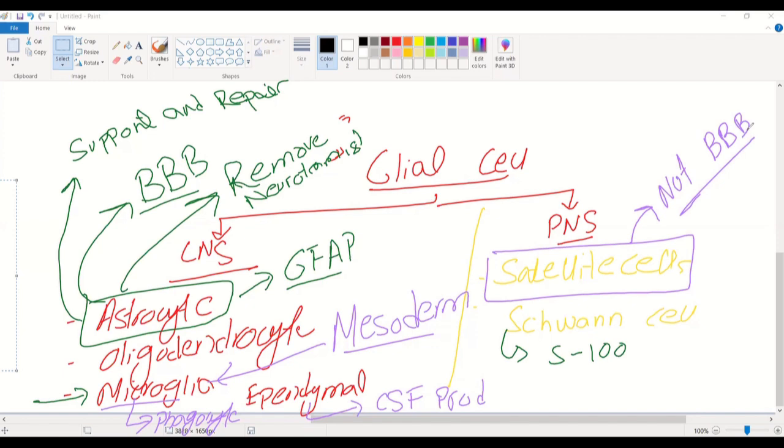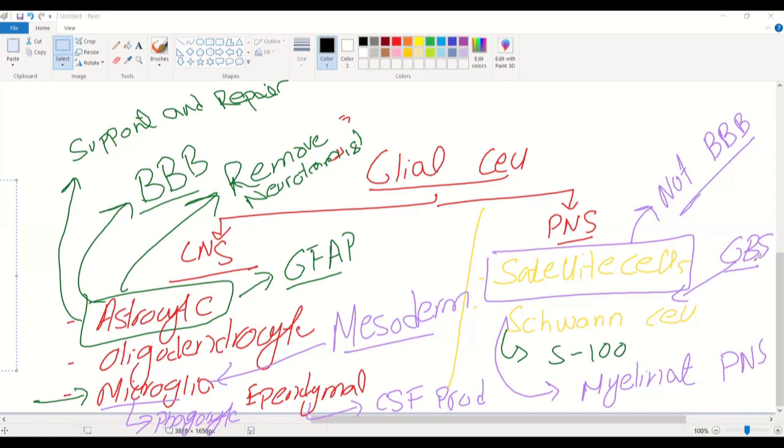Schwann cells are the myelinating cells that myelinate peripheral nervous system neurons, right? And they are damaged in GBS.